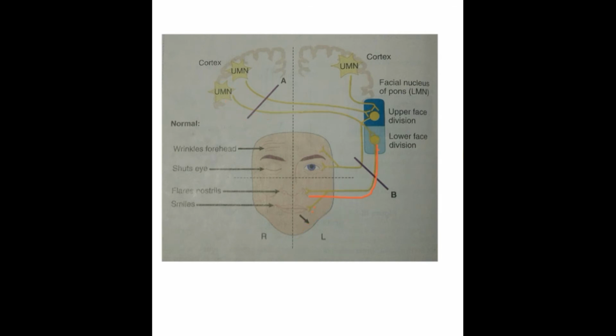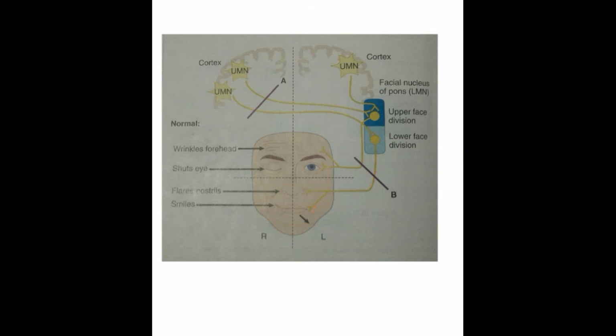So let me just repeat this once again so it is clear to you. The upper part of face receives bilateral upper motor neuron innervation, while the lower part of face receives contralateral innervation. Suppose this is the part of the face, this small part, this left lower part of the face receives upper motor neuron innervation from the right side, and this right lower part will be receiving the upper motor neuron innervation from the left side. So it is receiving contralateral innervation.